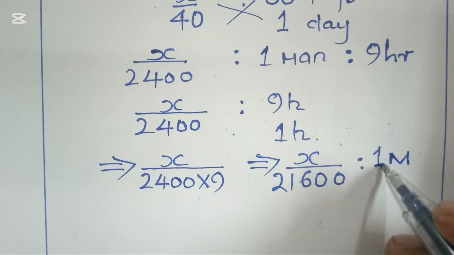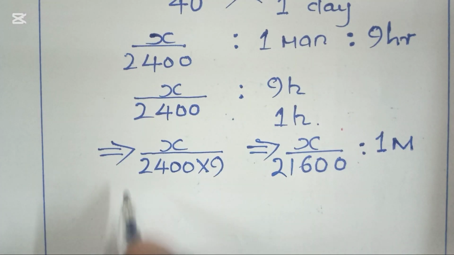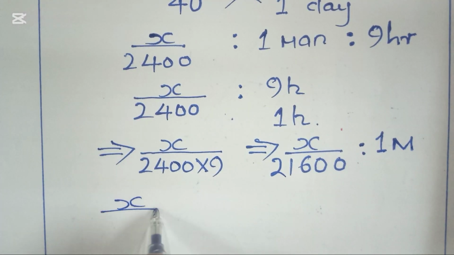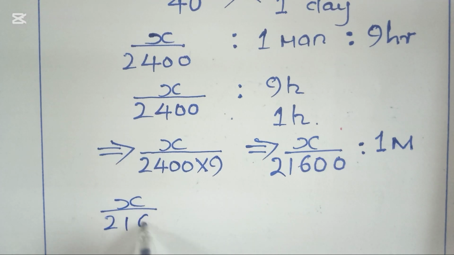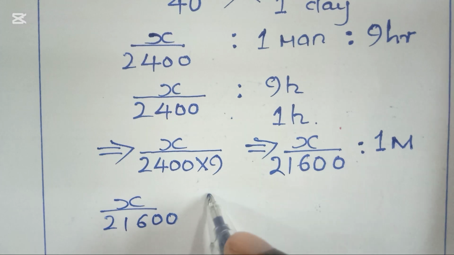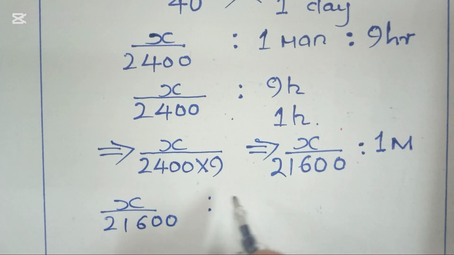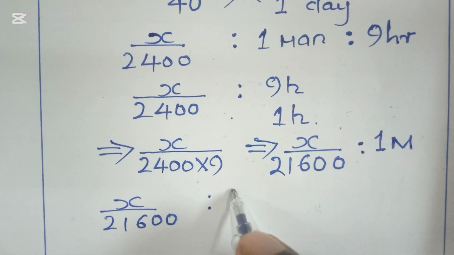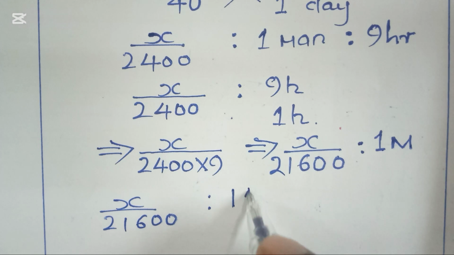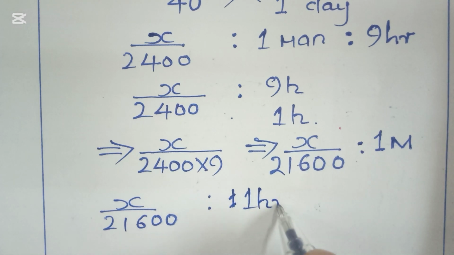Now guys, the equation now changes because we are talking of x all over 21,600 as the fraction of work that can be done. The total work is x, and the fraction of that is x all over 21,600. This can be done by one man in 1 hour.